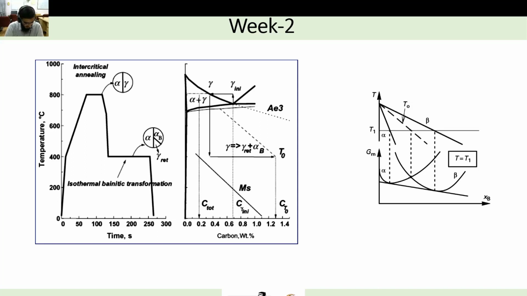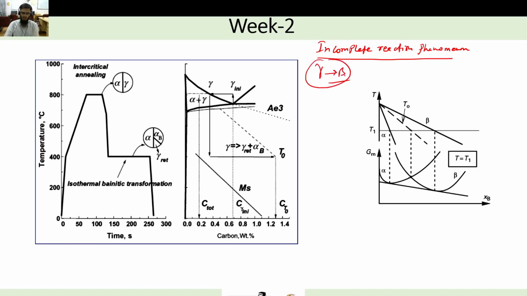So in the second week, at the end of the first week itself, we introduced a term called incomplete reaction phenomena. Here what we said is that the austenite to martensite reaction which occurs during the TRIP steel heat treatment is basically an incomplete reaction, and we named it the incomplete reaction phenomena.